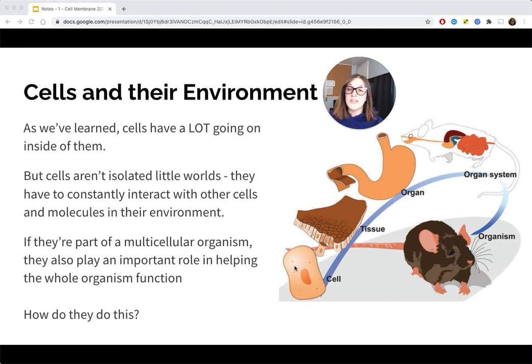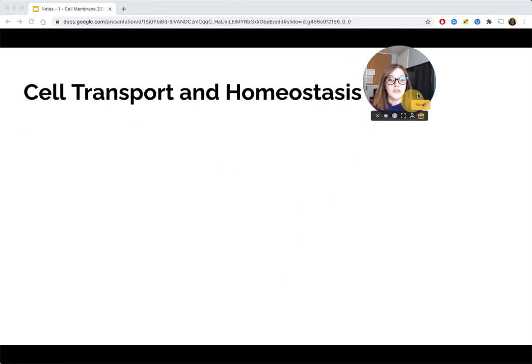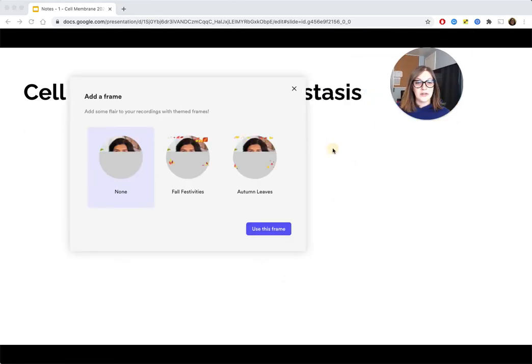For example, one cell builds many cells, many cells build tissues, tissues build organs, which build organ systems, and then make the whole organism work. So how exactly do cells do this? How do they maintain homeostasis, and how do they help an organism function? It all has to do with cell transport.